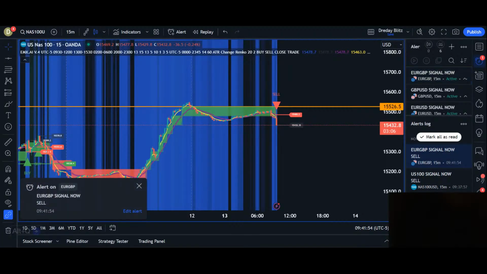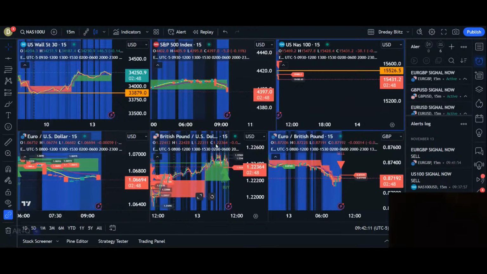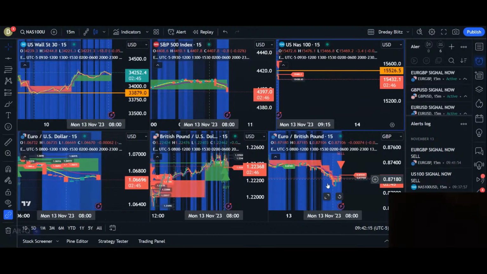Bear with me. I'm just gonna open it. We had another signal. I'm just gonna check it out. So we have Euro GBP as a sell. So let me minimize that, and let's look at the Euro GBP.